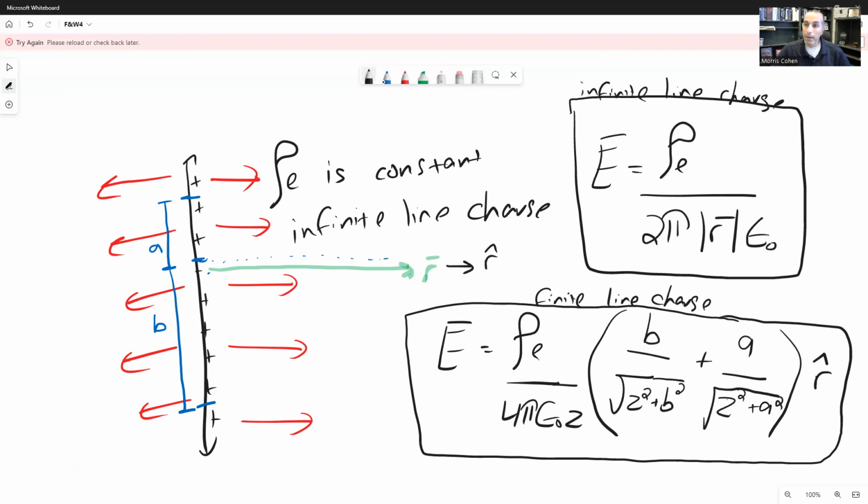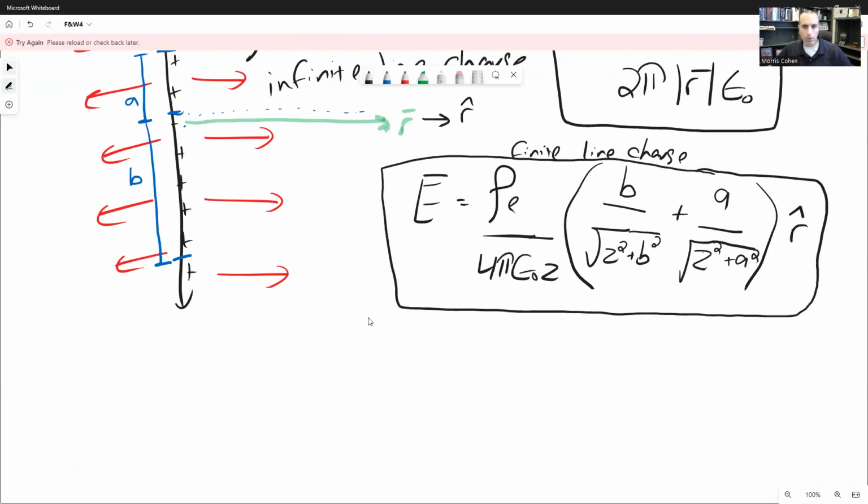I assure you, as an exercise, you could apply this equation and make A and B both become really, really big. As you do that, this equation will collapse and become the same as the infinite line charge. You can verify that yourself if you like, but it is the same equation. All right, I want to run through these last few a little quicker.